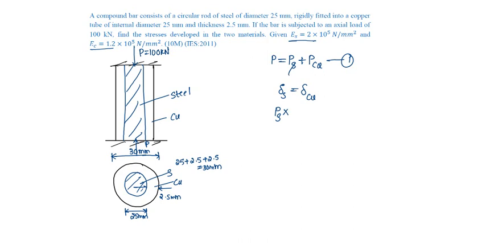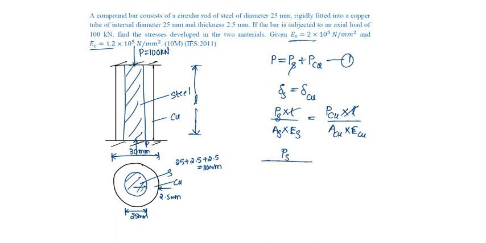So P into steel length is same, L length, so into L by area of steel into Young's modulus of steel will be equal to load carried by copper into L by area of copper into Young's modulus of copper. L and L gets cancelled.